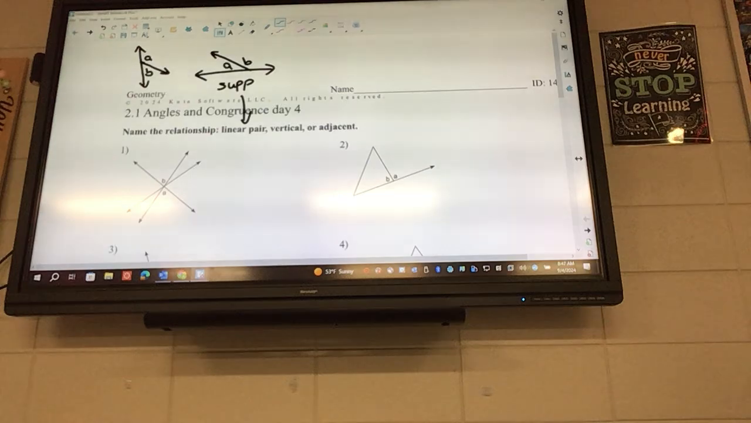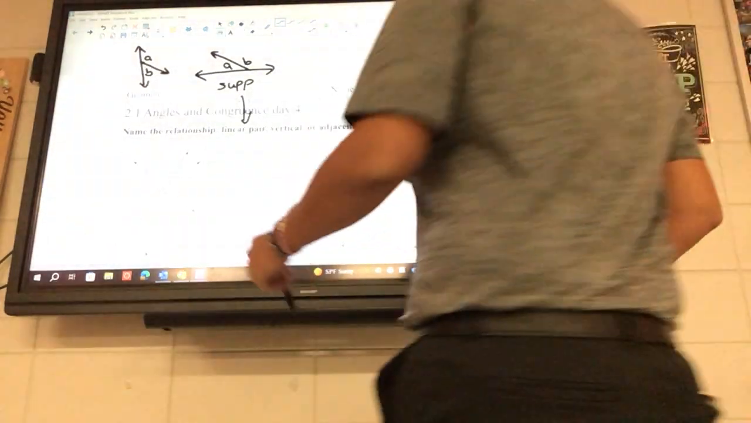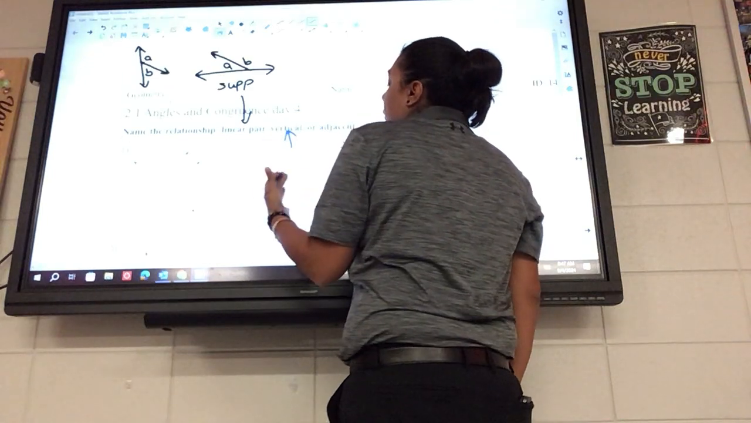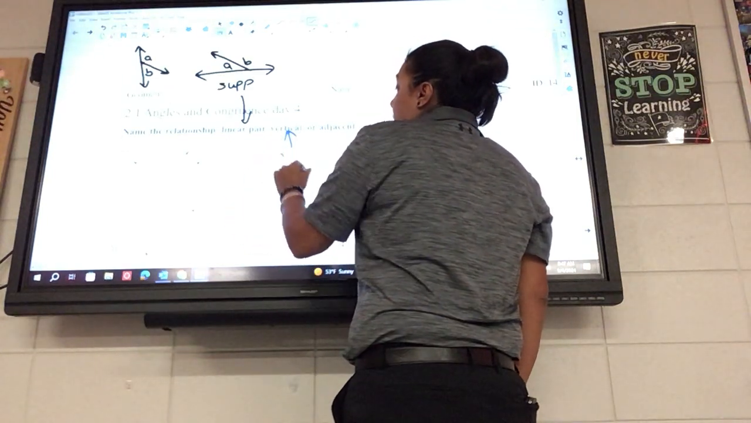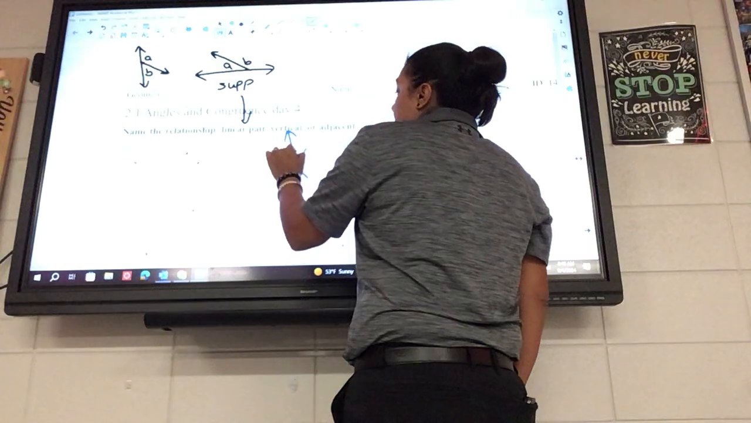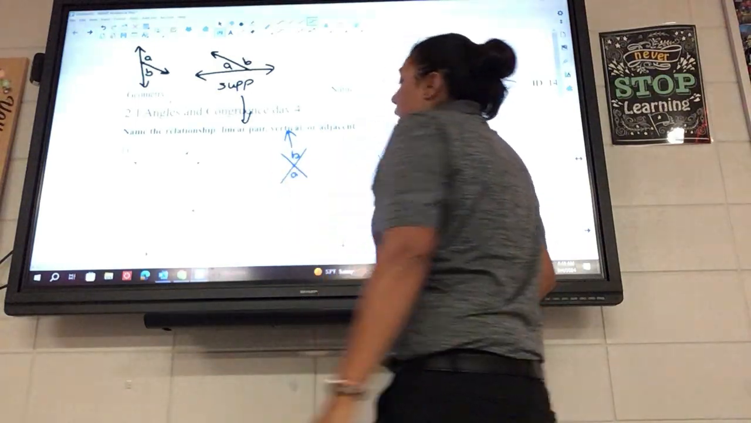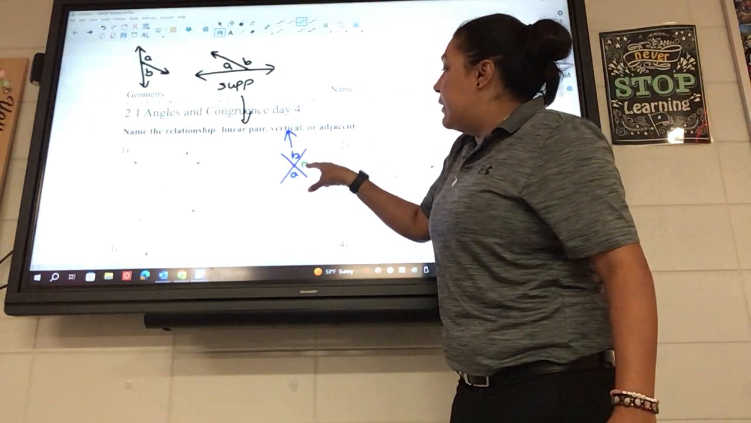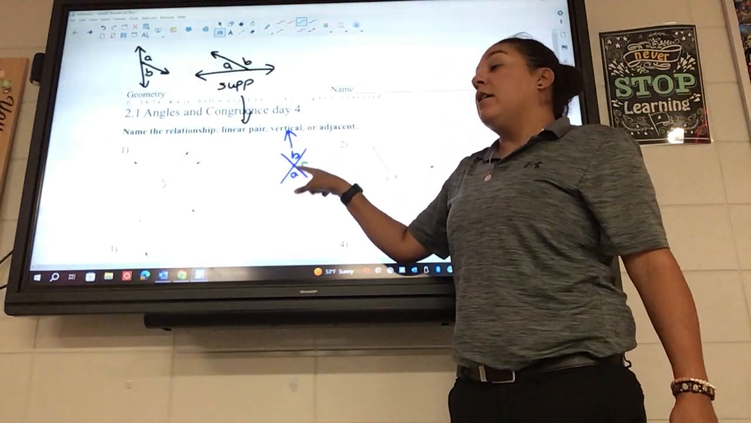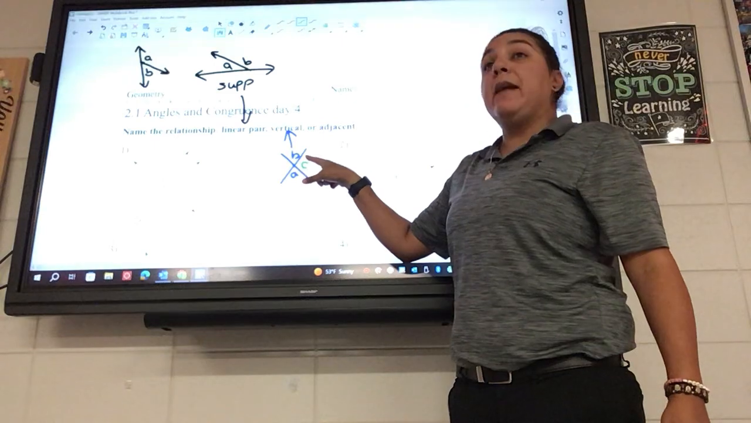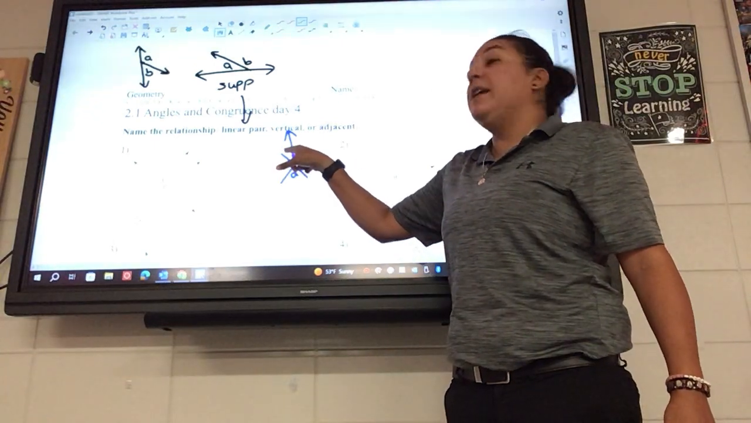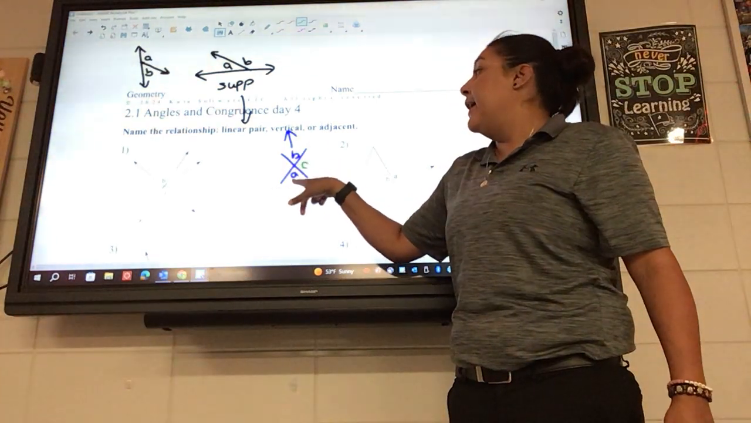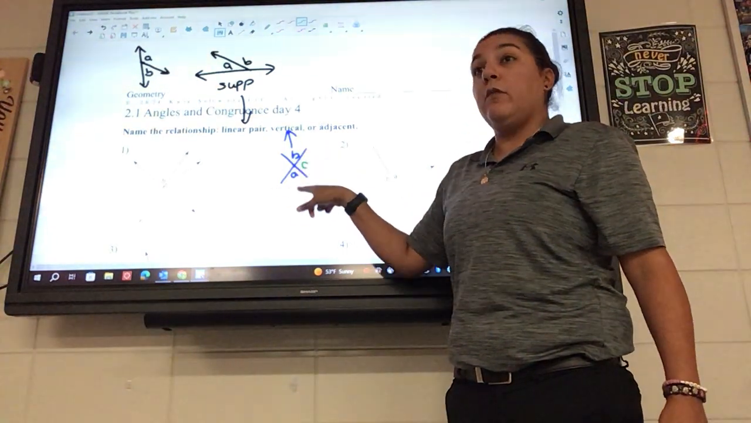Okay, a vertical pair. Vertical angles are always equal, and they're going to just be opposite corners. So this is going to be like A and B. If you were to put right here a C, AC, look at it, AC makes a supplementary, or CB makes a supplementary. See how they're both connected on this line? But A and B are vertical.